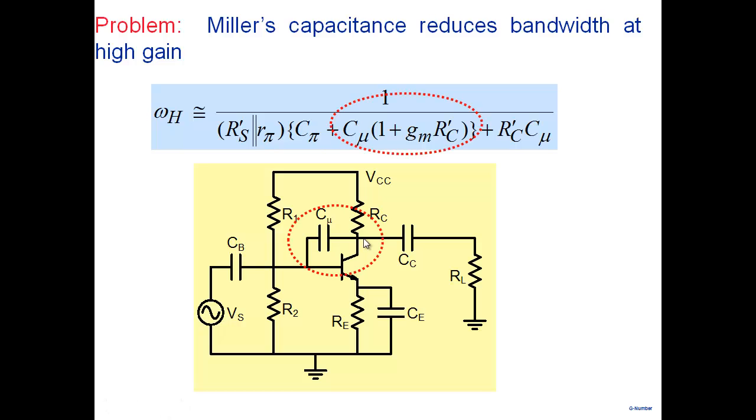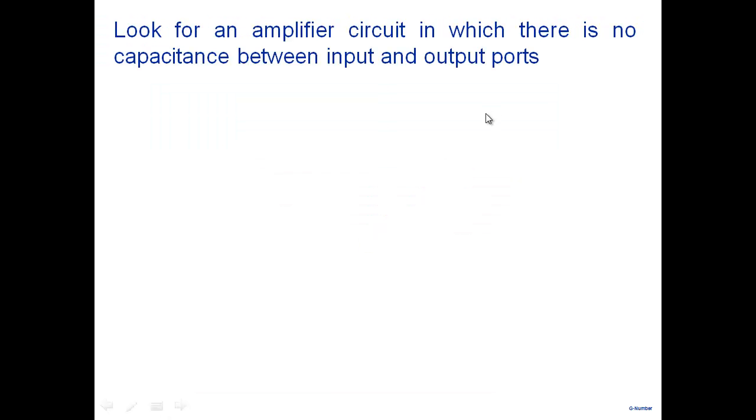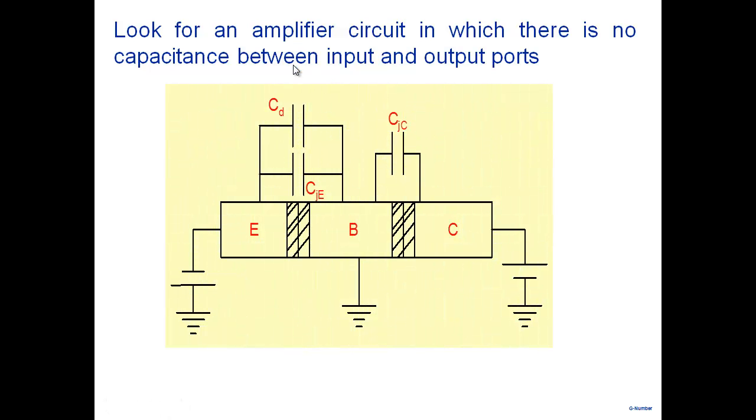In that context, we said, let's look for an amplifier in which there is no capacitance between input and output port. If there is a capacitance between input and output port, that will always get multiplied by the gain of the amplifier. So if we look at a transistor shown over here, we see there are capacitances between emitter and base. We see there's a capacitance between base and collector, but there is no direct capacitance between emitter and collector.